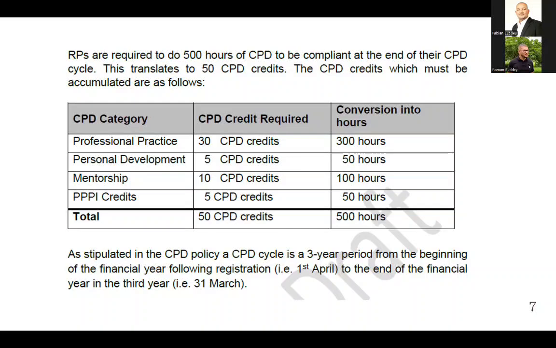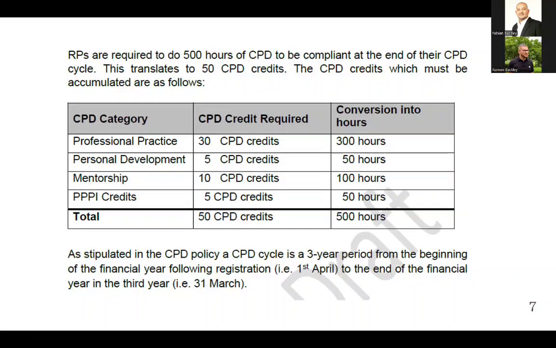So as stipulated in the CPD policy, a CPD cycle is a 3-year period from the beginning of the financial year following registration. So from the 1st of April, for example, if you registered on the 1st of April 2024, your cycle will run from the 1st of April 2024 until the end of the 31st of March of the 3rd year, which will be 2027. So that's how the CPD cycle works.